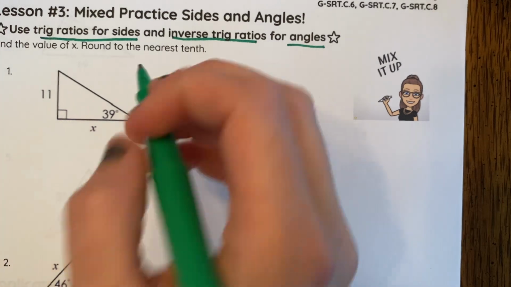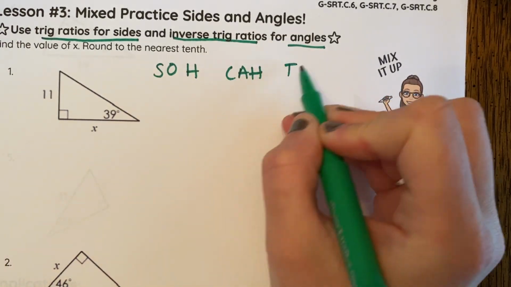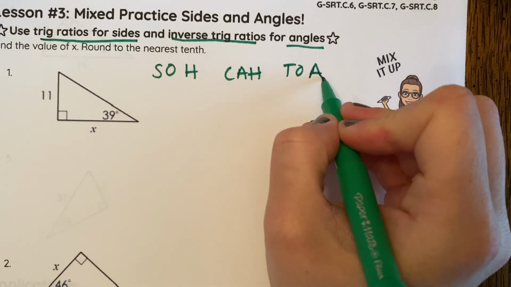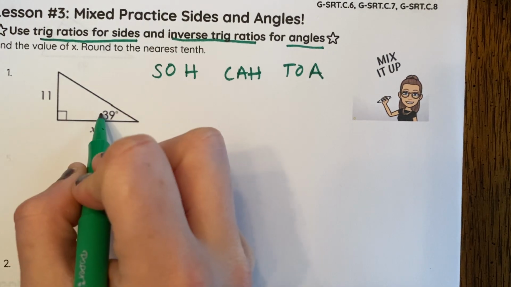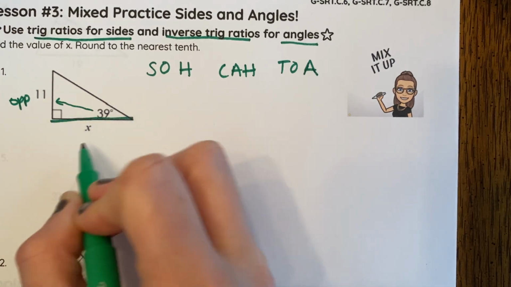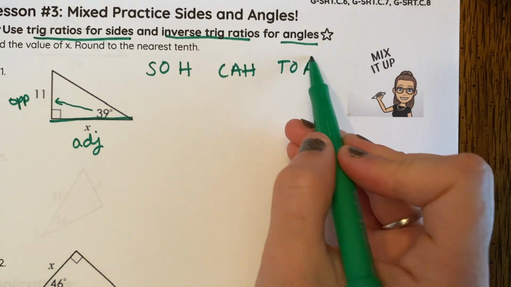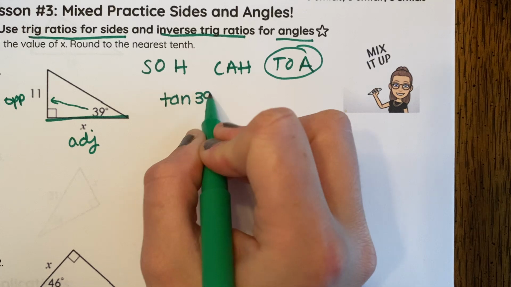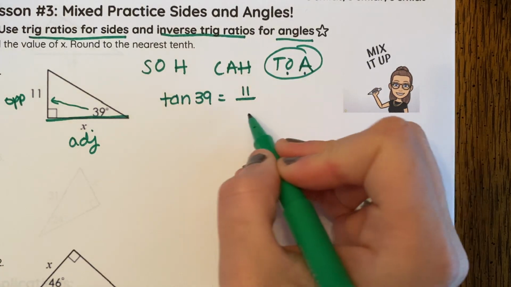So we're finding a side, so we know we have to use regular trig ratios, and we use SOHCAHTOA for all of this, so I'm just going to write it at the top of every single question. So we have 39 degrees here, so 11 is opposite, and then x is adjacent to the 39 because it's connected to the 39 degrees. So we're going to use the tangent function. So tangent of 39 is equal to the opposite, which is 11, over the adjacent, which is x.